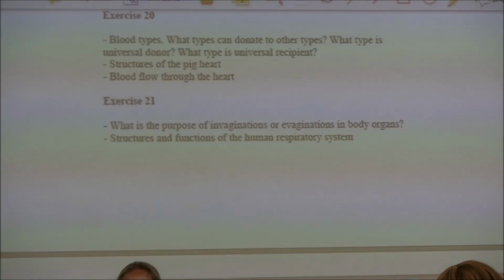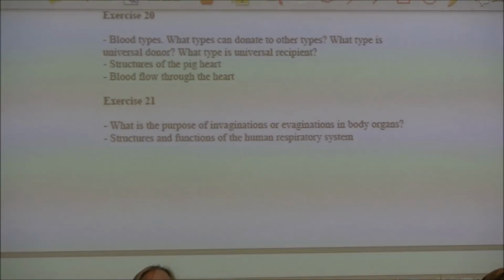So structures of the pig heart, you're literally going to have a pig heart with pins through stuff, and you need to tell me what it is. Or you may see that model of the human heart with something pinned and you need to tell me what structure it is. Then we have blood flow. In the pig heart and through the human heart, it's the same thing. So you may see it in the actual pig heart or with the human heart model on the side. Exact same concept, does not change.